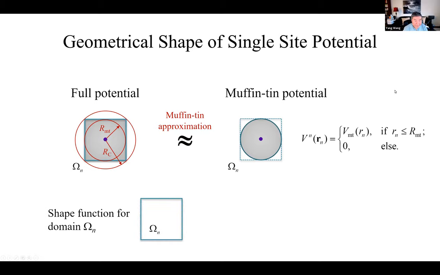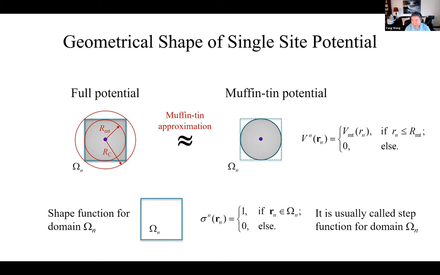Okay. We also tend to define something called shape functions for domain omega n. In the multiple scattering business, people use shape functions. Basically, it's just a geometrical function that is one inside the domain and zero outside. It's a three-dimensional step function. We know the one-dimensional step function, right? It's zero on the left and one on the right. But for the three-dimensional problem, it is one inside the domain and zero outside. So it's usually called the step function for the domain.